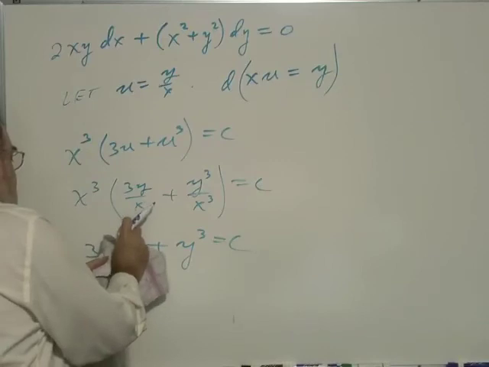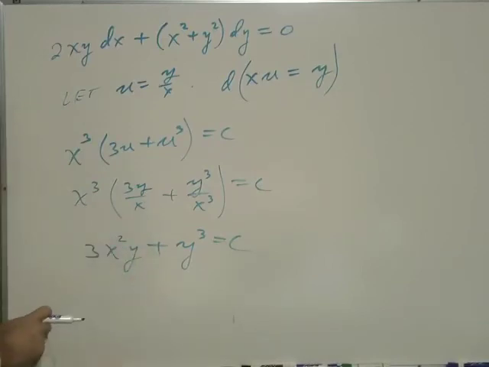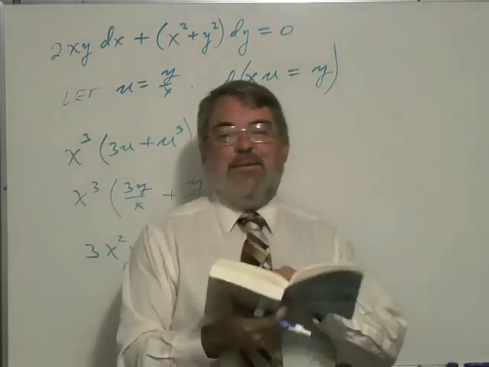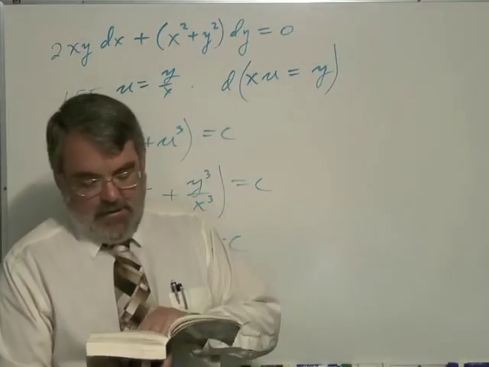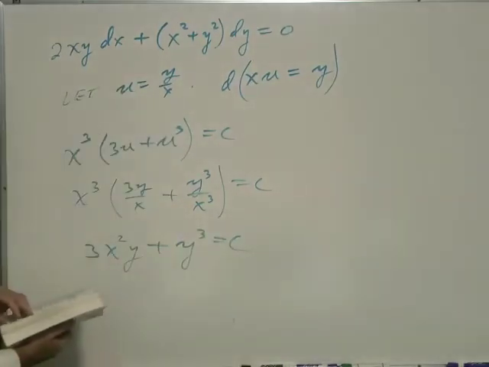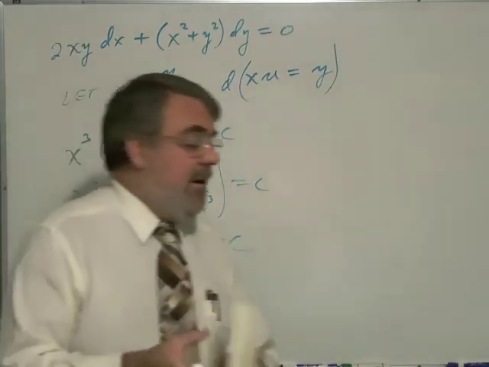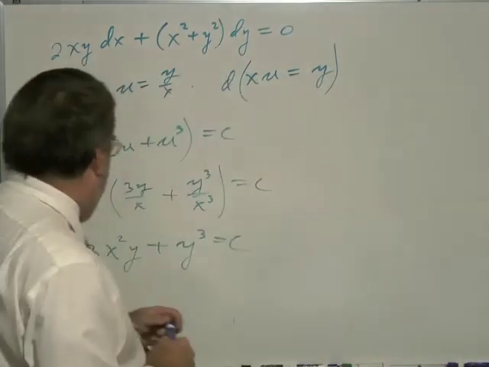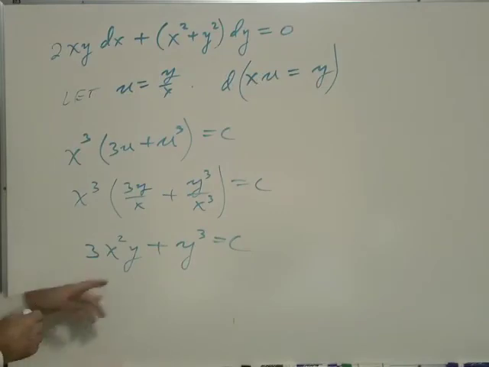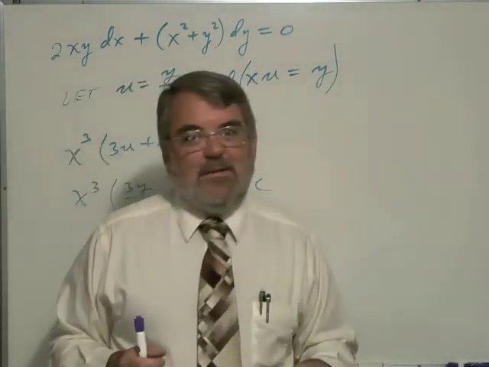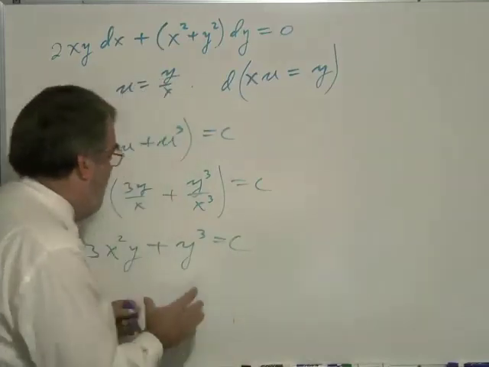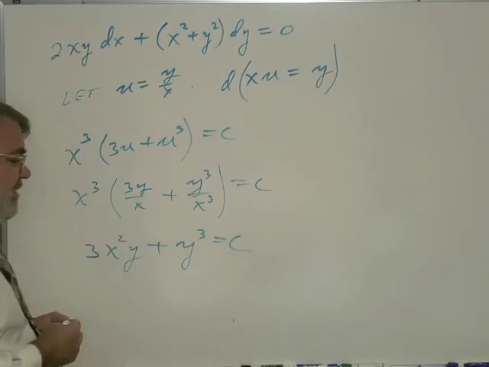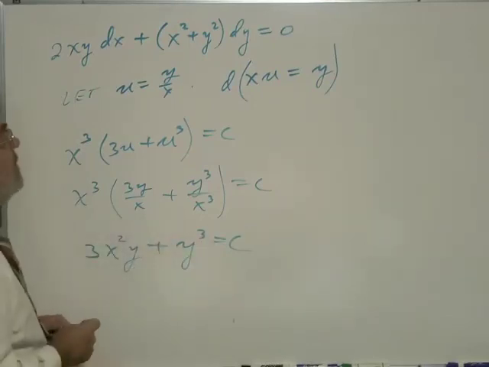So let me erase that. There we go. Alright, I always like to trust but verify. Check the book here. And 3x squared y plus y cubed equals constant. Exactly what the book got. So, alright, we pulled that one off. And it is possible to solve for y, but it would be a very complicated expression because this is a cubic polynomial. So it's best to let that sleeping dog lie and just leave it in this form.